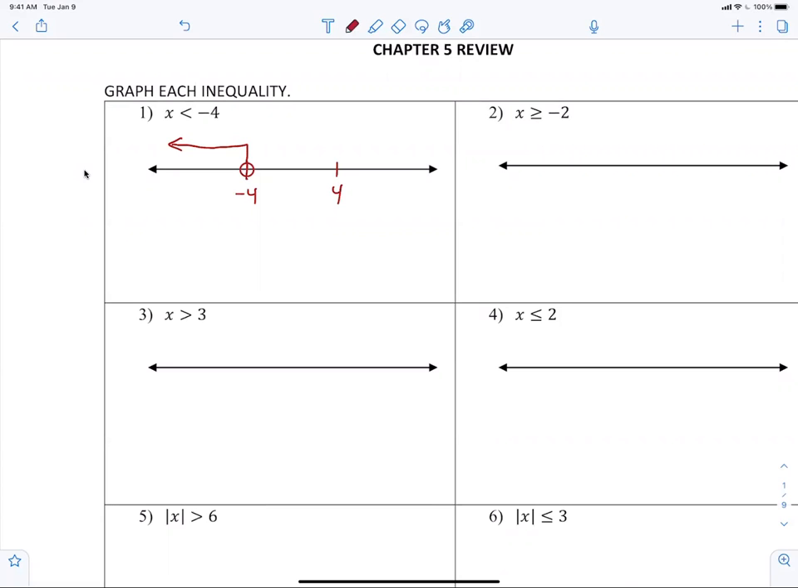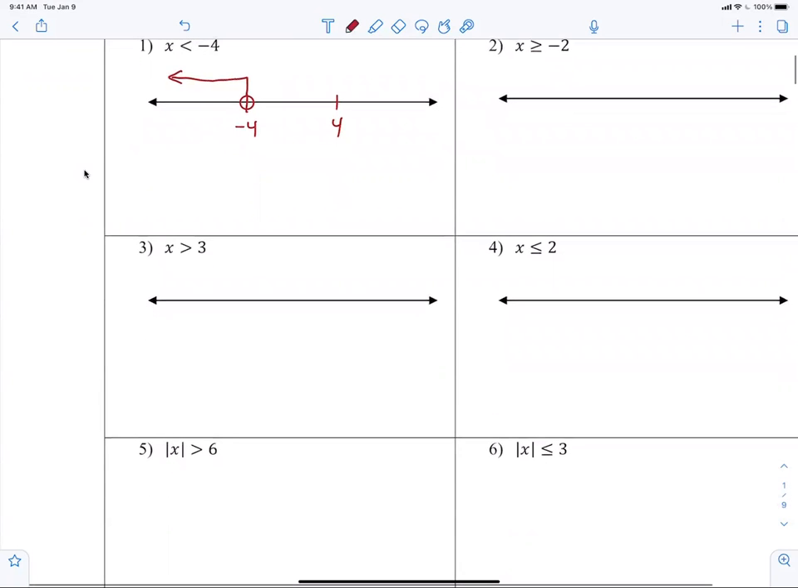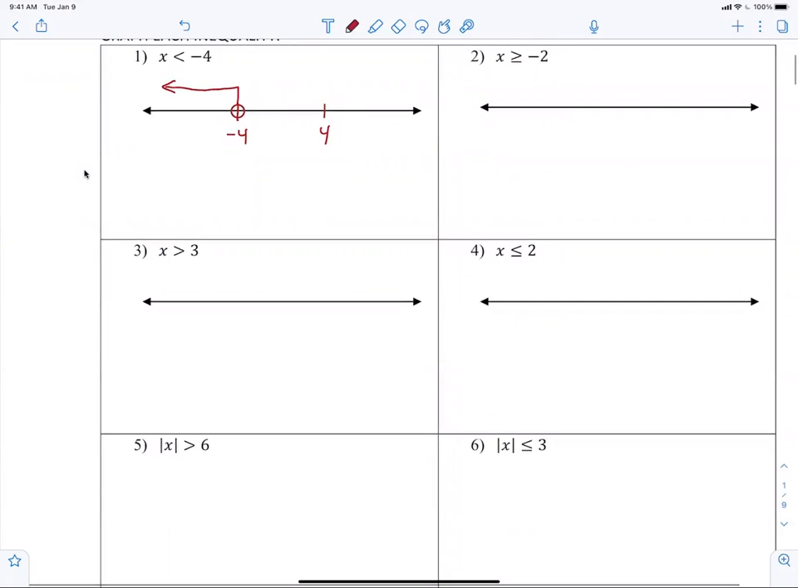Now, for question number 3, x is greater than 3. We again are going with negative 3 and 3. Greater than is an open circle going to the right. That's what you're supposed to know.